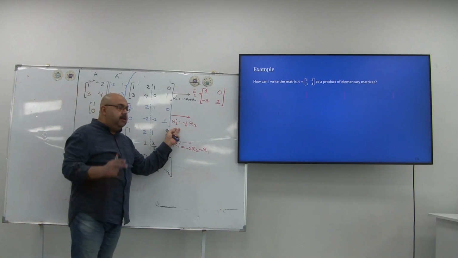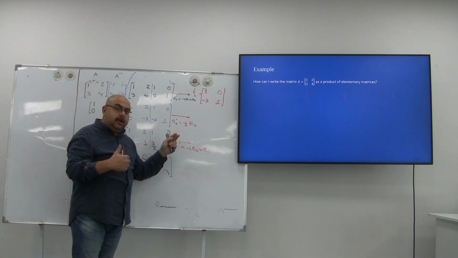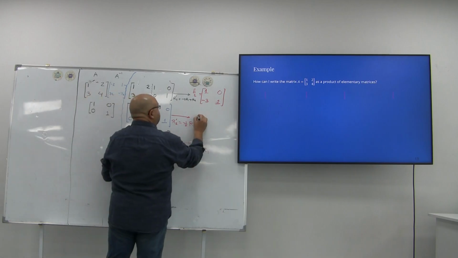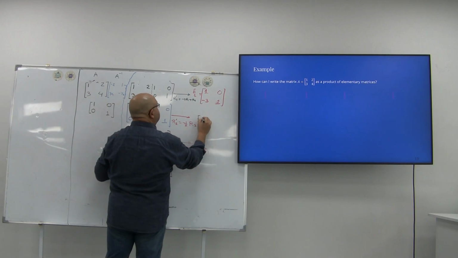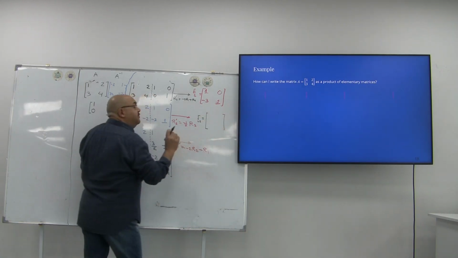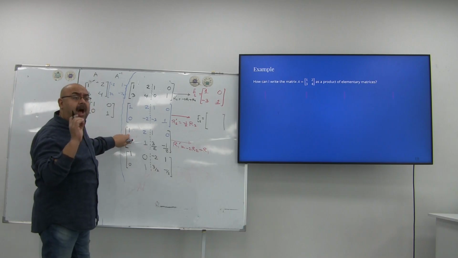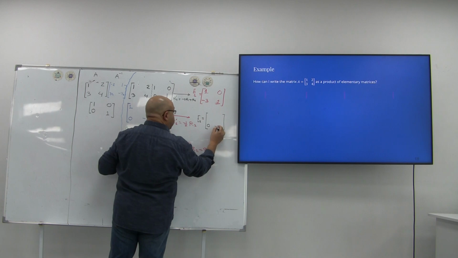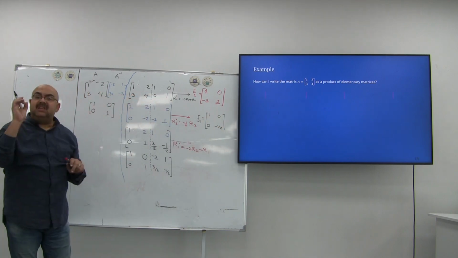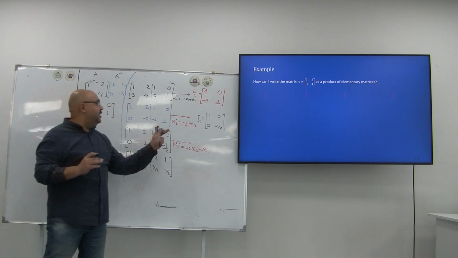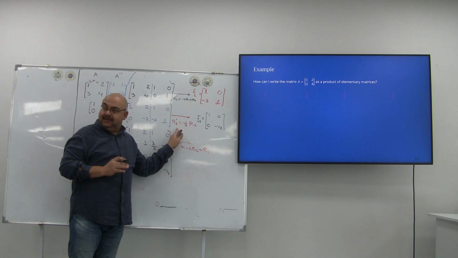This is row operation number 2 that I did with the elementary matrices. It looks like this. E2, step number 2. What happened in step number 2? I've multiplied the second row by negative half. So it's going to be 0, negative 1 over 2, 1 and 0. That's the second elementary matrix corresponding to the second row operation that we did together.